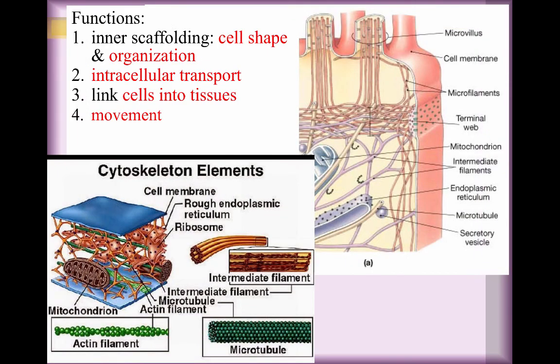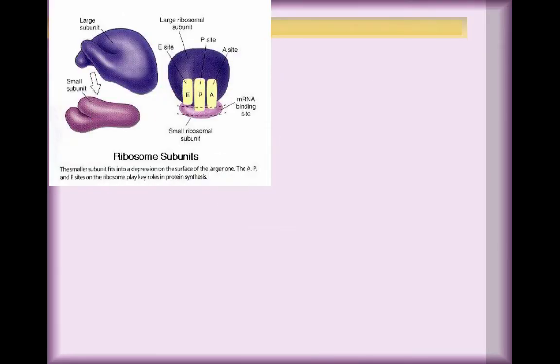I should also point out here that these things move up into the microvilli of cells and help to make those microvilli stiff. And so they're not quite as floppy as cilia would be. All right, another non-membrane bound organelle would be the ribosomes.